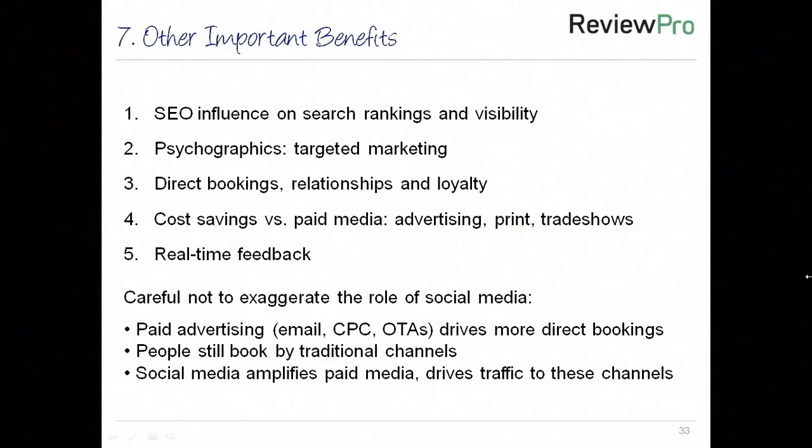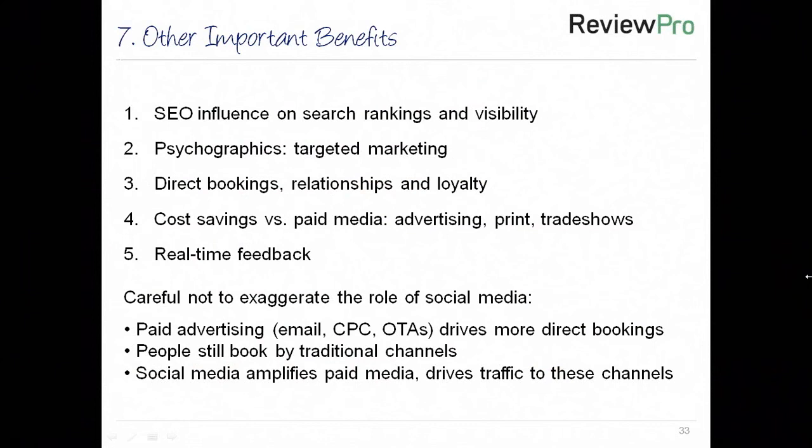And of course, psychographics. So in Facebook, we can launch much more targeted marketing campaigns. So rather than our traditional spray and pray type marketing, we can actually target people based on their activities and their preferences. And of course, social media does generate or encourage more direct booking, so we can save some of those commissions that we pay, as well as strengthening relationships, building loyalty, and that all helps the bottom line.